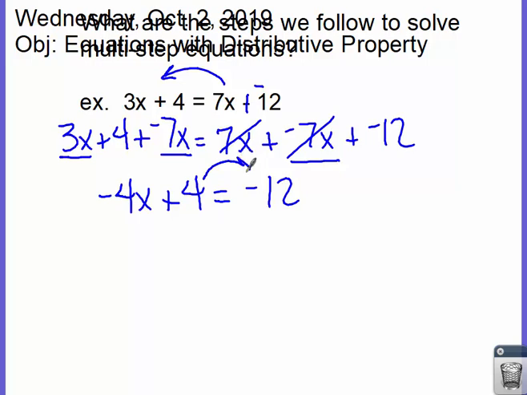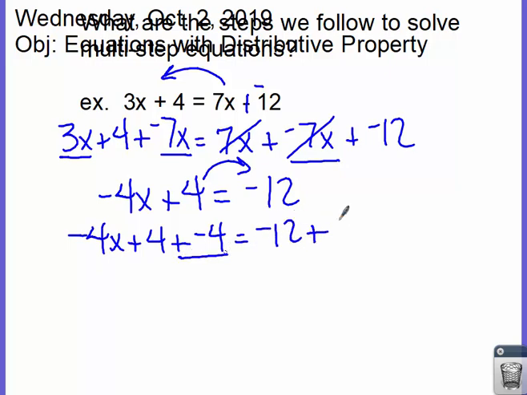So now I need to get my numbers together on the other side. If my letters are on the left, I need to put my numbers on the right. So again, we do the same thing. Negative 4x plus 4 plus, and then to move that positive 4, I add a negative 4 to it. On the other side, I've got negative 12 plus, and then I add the same thing that I added on the left-hand side, the negative 4. Now we simplify again. My 4's will zero out, and I'm left with negative 4x is equal to, and on the right-hand side, I end up with negative 12 plus negative 4, which gives me negative 16.